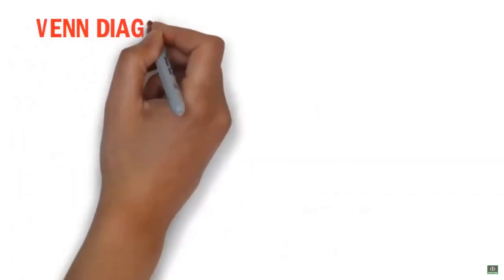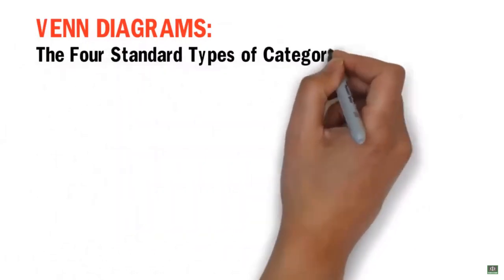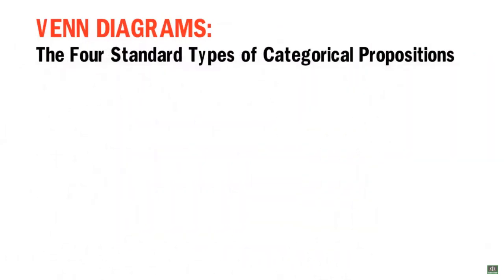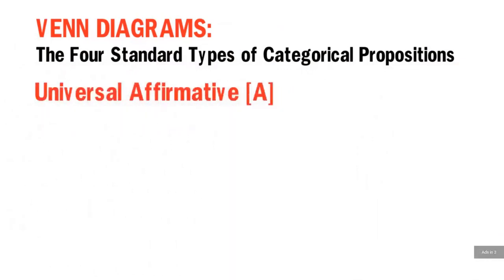Now, let's discuss the Venn diagrams that are used to represent the four standard types of categorical propositions. Here is the Venn diagram for universal affirmative A propositions.